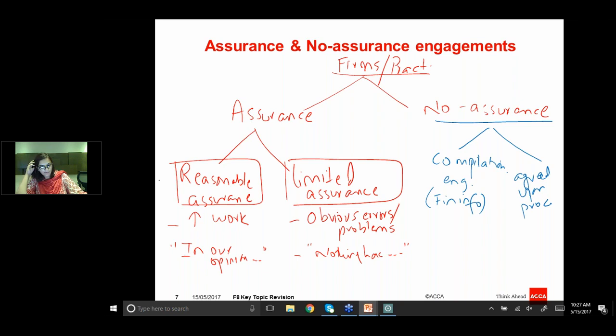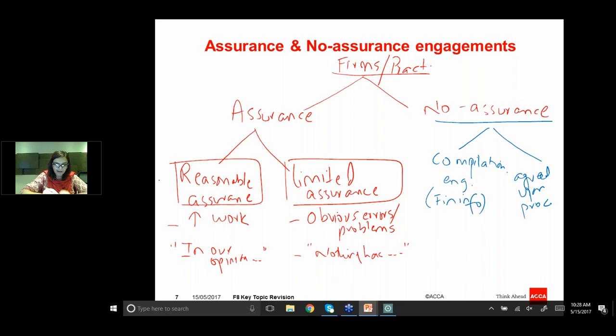So I'm not checking anything. I'm just performing an agreed upon procedure. So my story is that a firm could be offering assurance engagements or no assurance engagements. Within assurance engagements, they could either be giving a reasonable level of assurance or a limited level of assurance. So as F8 students, these are technical areas that you need to be prepared with.